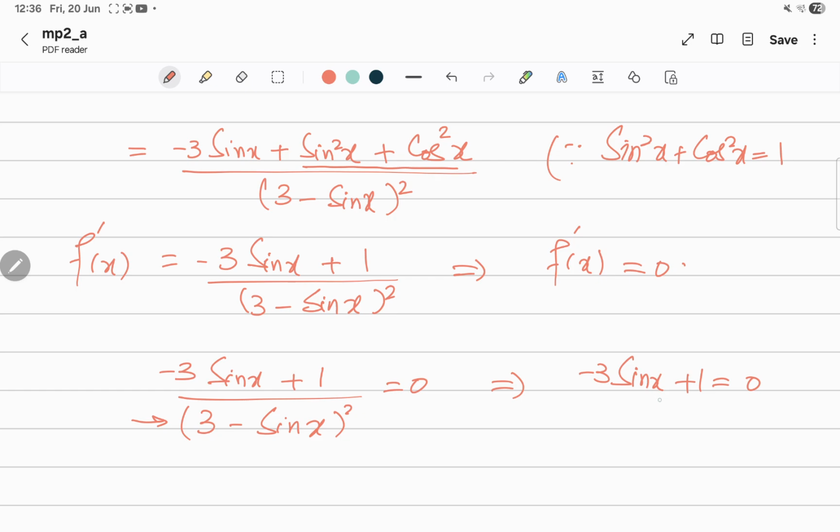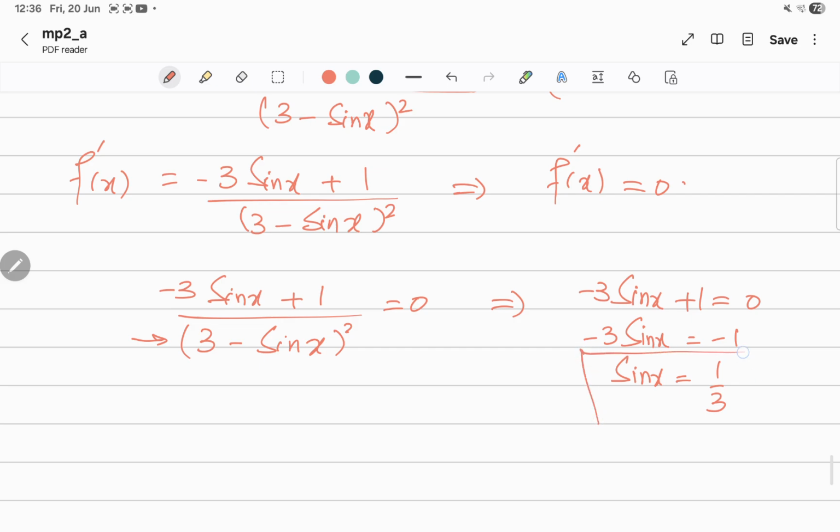If you work this out for sin x, if you take away 1 from both sides, it will be minus 3 times sin x equals minus 1, and divide by minus 3 on both sides, so sin x will be 1 over 3. This is our stationary value.